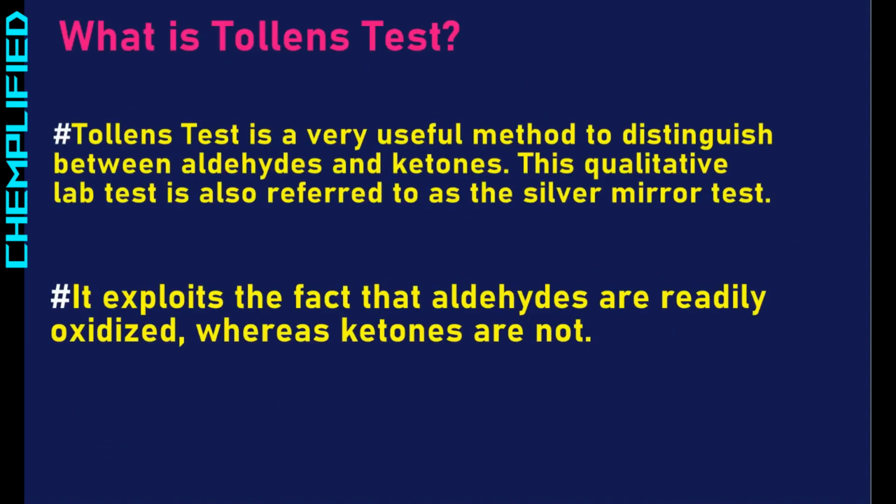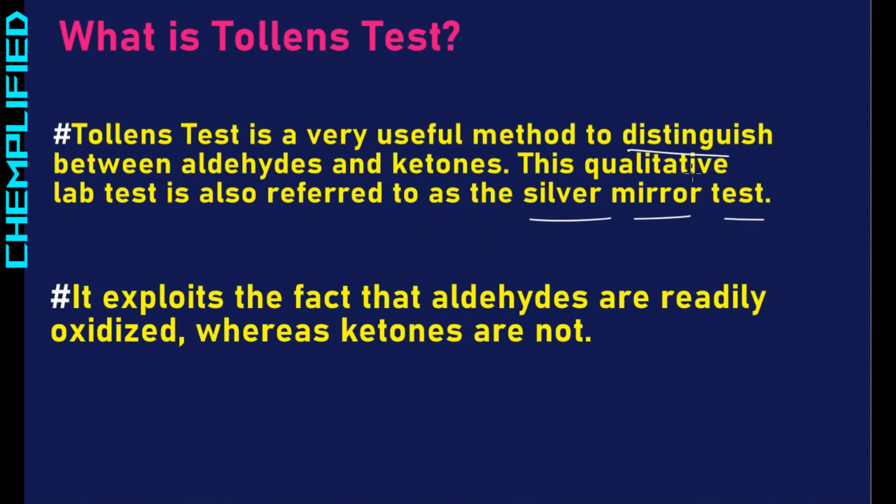Before we talk about Tollen's reagent, what is Tollen's test? Tollen's test is a useful method to distinguish or differentiate between aldehydes and ketones. This is a qualitative lab test. It is also known by the name silver mirror test. Why is it called silver mirror test? We will talk about it in the upcoming part of the video.